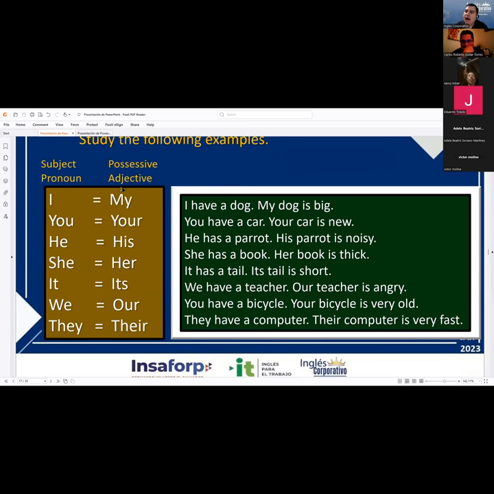I, my. You, your. He, his. She, her. It, its. We, our. They, their. My car. Mi carro. Your car. His car. El carro de él. Her car. El carro de ella. Its tail. Su colita. El del animalito. Su cola. Sus orejas. Its tail. Its ears.